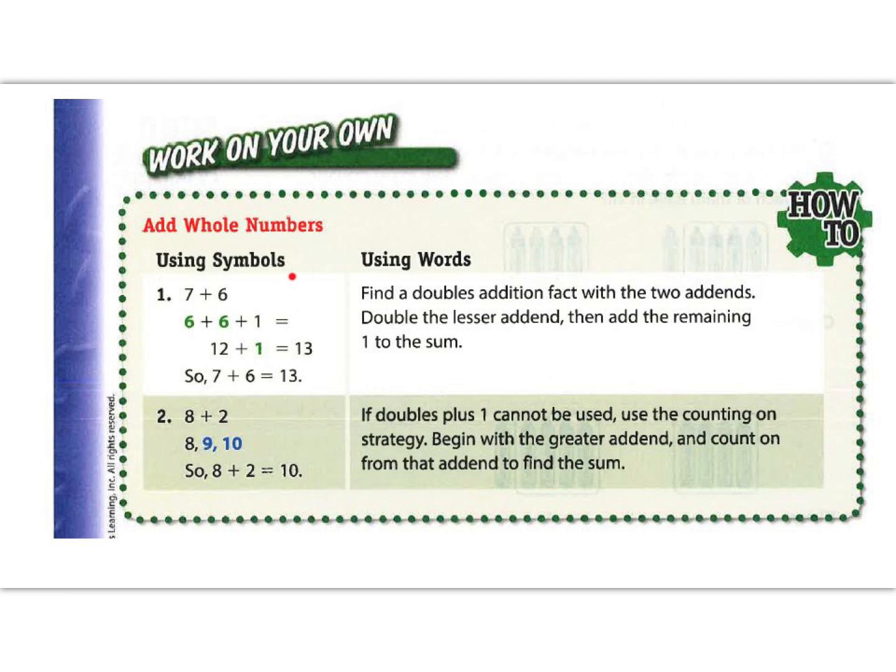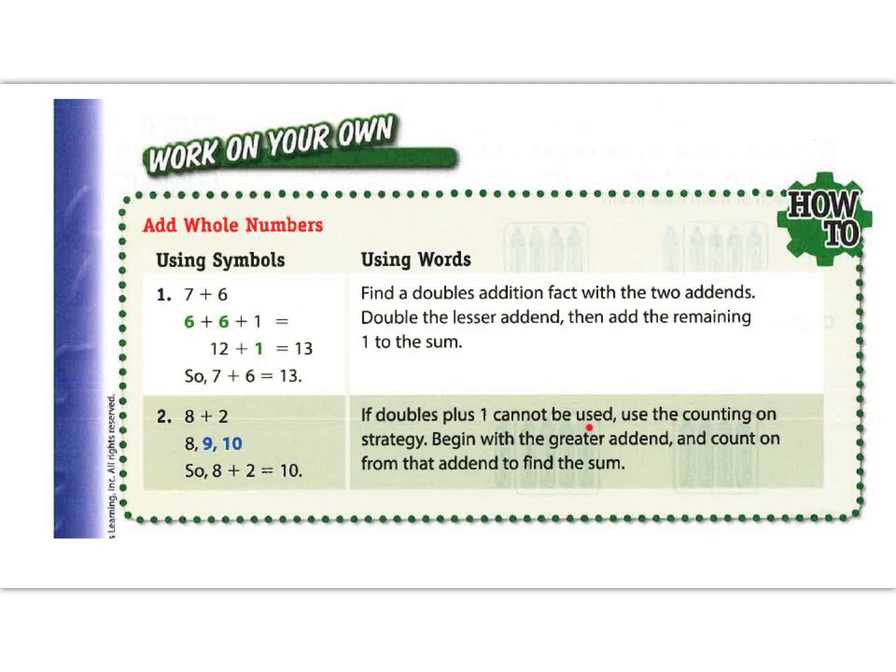All right, this says using symbols and words. So find a doubles addition fact with the 2 addends. Double the lesser number addend, then add the remaining 1 to the sum. So 7 plus 6, 6 plus 6 is 12, and then you add the 1, you get 13. So 7 plus 6 is 13.